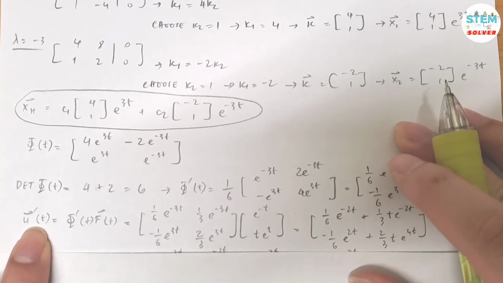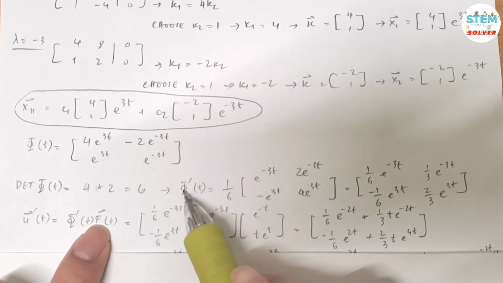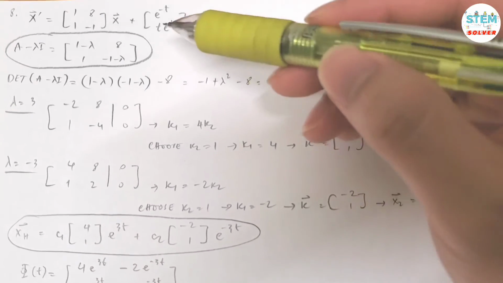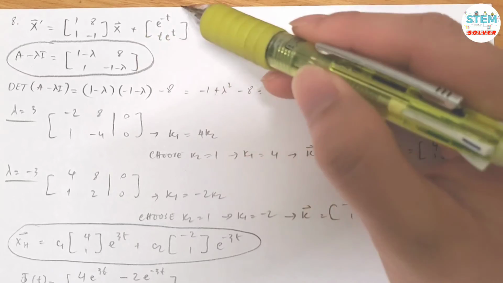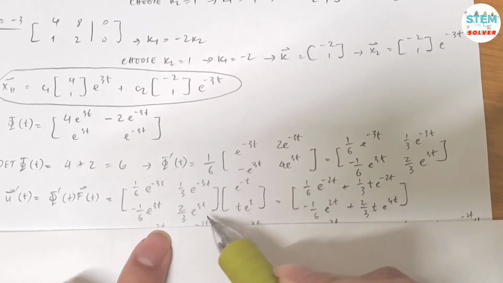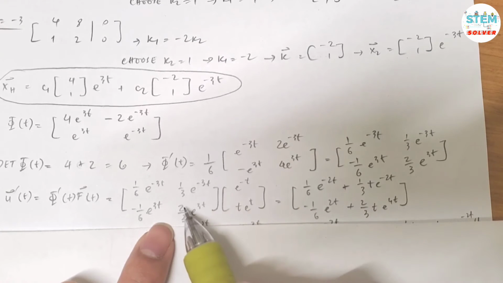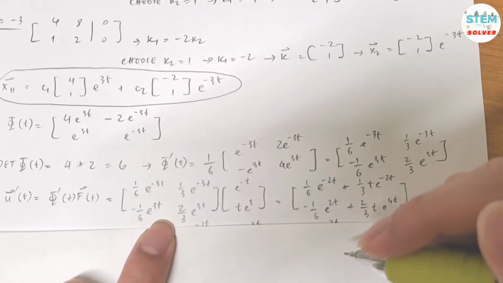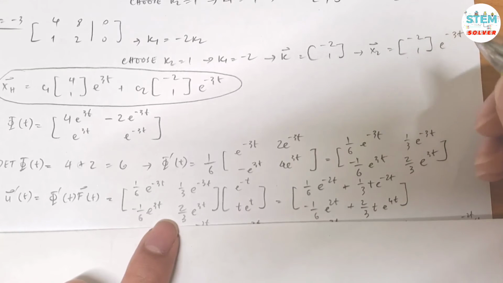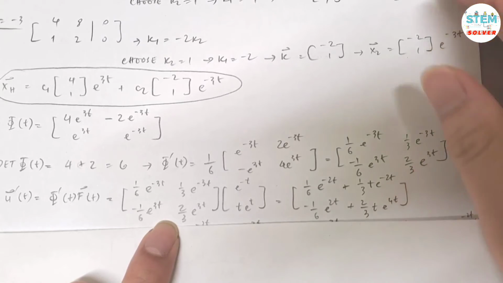Now you need to find u prime of t, which is equal to inverse phi of t times f of t. Inverse phi of t is what you just found. Put it down. What is f of t? F of t is what's left over when you have vector x, which is this part. So here's a note. When you multiply matrices together, the order does matter, because you will get a different answer if you switch the orders. Okay, so for this one, if I do this, I will get this matrix.